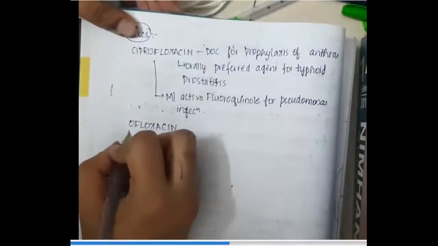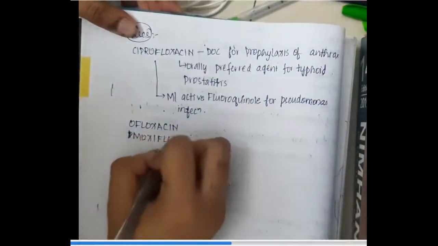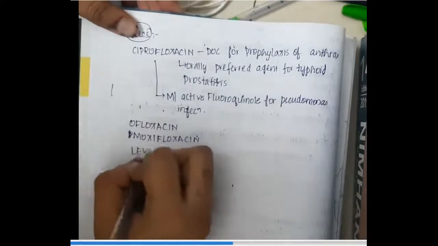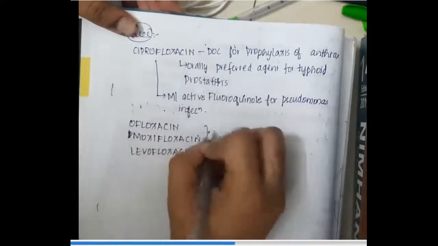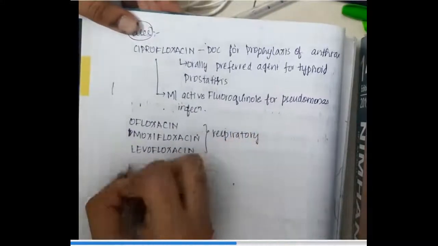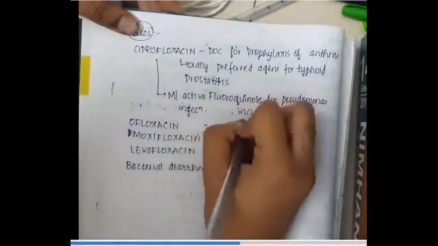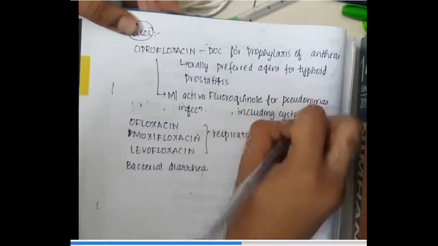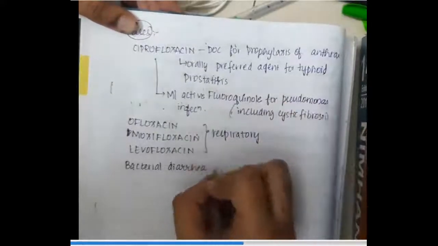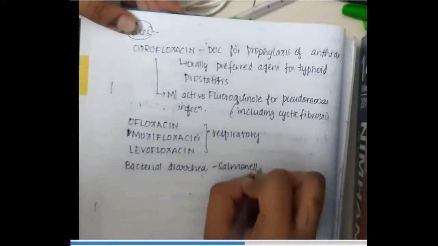Then ofloxacin, then we have moxifloxacin and levofloxacin. Ofloxacin, moxifloxacin and levofloxacin are respiratory fluoroquinolones. Bacterial diarrhea. Ciprofloxacin is the most active fluoroquinolone for Pseudomonas infection, including cystic fibrosis.